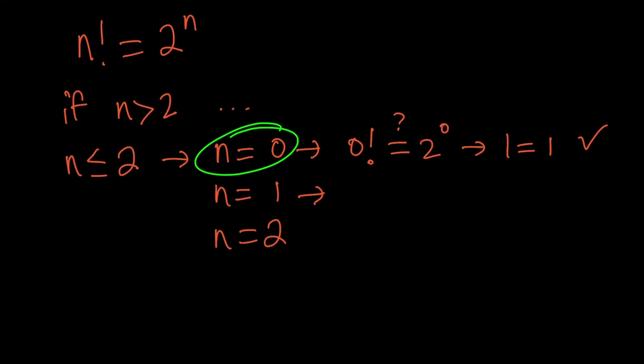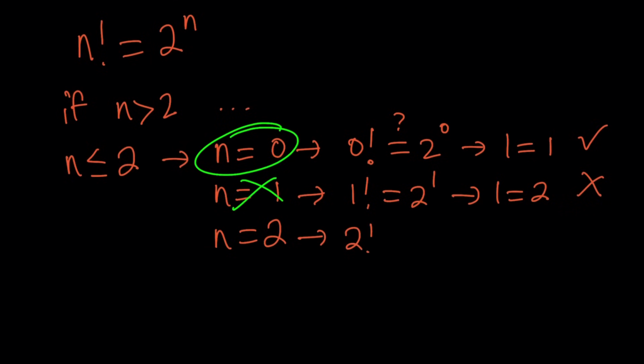For n equals 1, we get 1 factorial equals 2 to the power 1. Does 1 equal 2? The answer is no. So this is not going to work. Cross it out. n equals 2. For n equals 2, we get 2 factorial equals 2 to the power 2. But 2 does not equal 4, does it? Again, I forgot to put a question mark. That's false. Okay, so we're going to discard this as well. So the only solution we get from here is n equals 0.